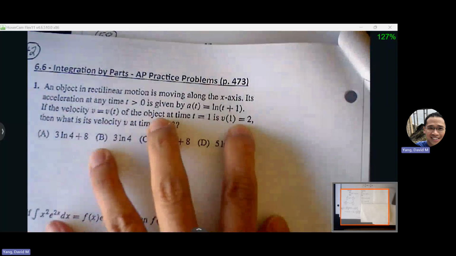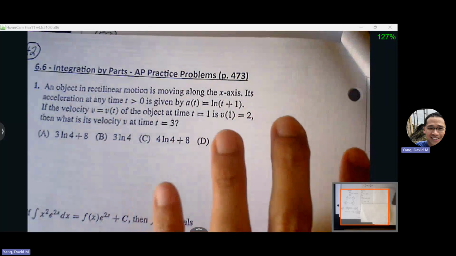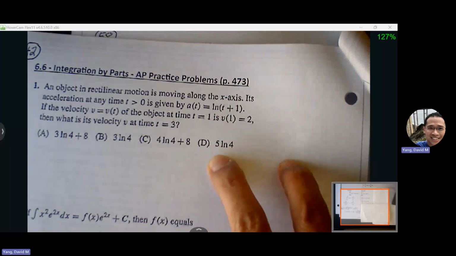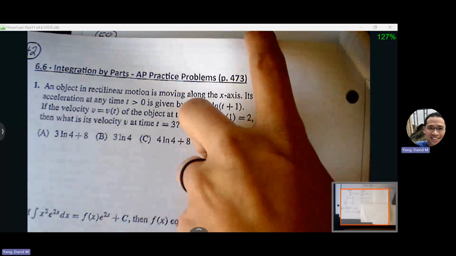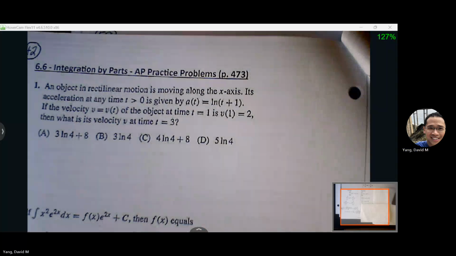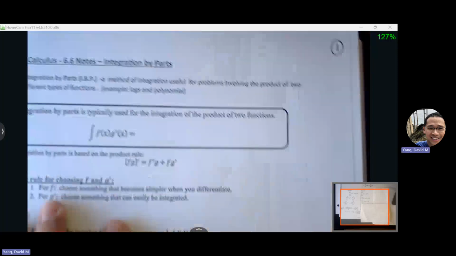I do have all of these, the classroom problems, the AP practice, as well as the textbook problems, all worked out on my website. So you guys should have instant access to solutions where you can check your progress. Okay, page 1.